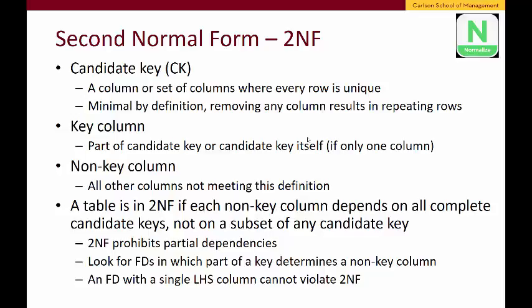You need to scrutinize each FD, each functional dependency, and look for those where part of a CK, rather than the whole CK or candidate key, determines a non-key column. If you don't have a compound candidate key, one with more than one column, it's typically two, the table is automatically in second normal form.